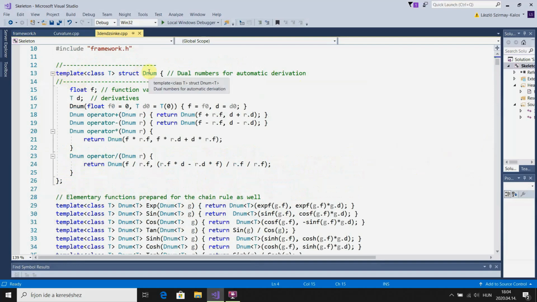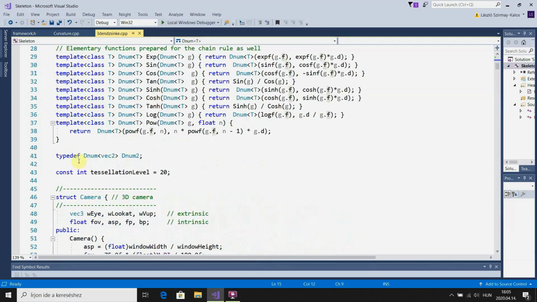This general implementation is a template because when we have a function, we might have more than one derivative. In fact, parametric surfaces are going to be 2 variate functions. Therefore, parameterization type T will be vec2 that is able to represent 2 derivative values. In order to use a shorthand notation, we will denote dual numbers with 2 derivatives by dnum2.